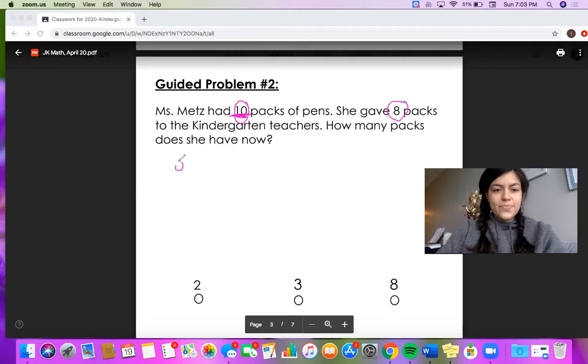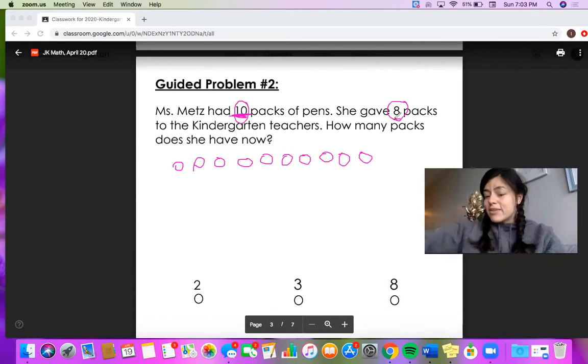Let's draw 10. 1, 2, 3, 4, 5, 6, 7, 8, 9, 10. Great. Then it says that she gives away 8 packs. So because she's giving them away, they're being taken away. They're no longer there for her. So let's show that by crossing out 8.